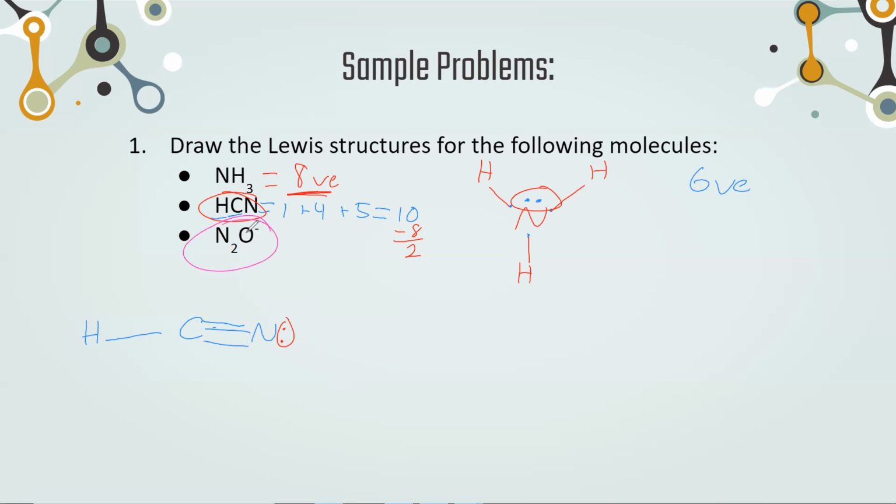Last but not least, we have this N2O minus, okay? So now we have something with a charge. So when we're figuring out our amount of valence electrons, we have to make sure we account for that extra electron represented by the negative charge. So we have 2 nitrogens. Nitrogen each is going to have 5 valence electrons plus oxygen, which has 6 plus an extra 1. So that's going to give us 17 total.